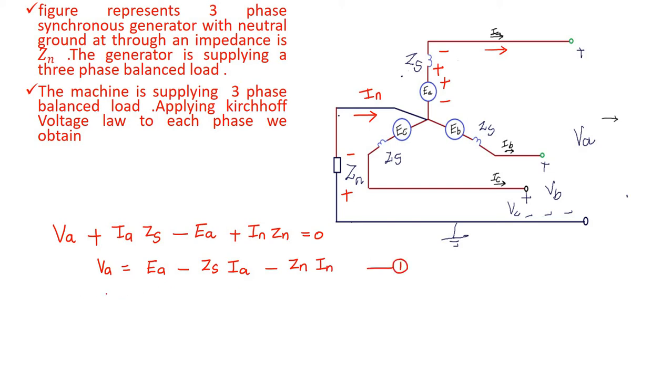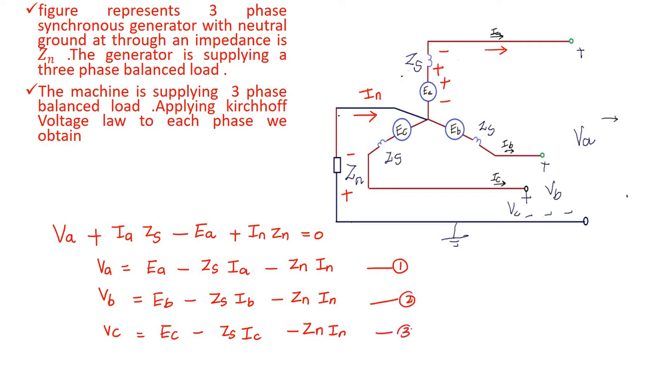In a similar manner, I am going to write the phase voltage B. VB is EB minus Zs into IB minus Zn into IN. And what about VC? VC is EC minus Zs into IC minus Zn into IN. These are equations number 2 and number 3.